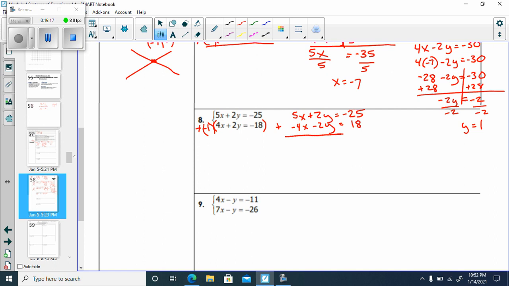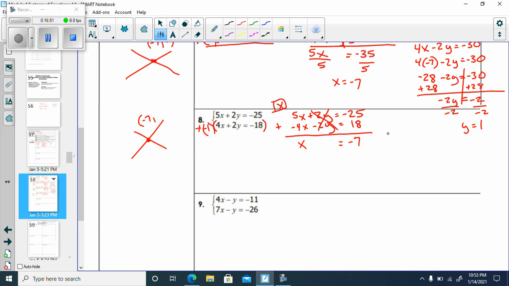let's solve for our x. That's what we're looking for, because we're about to get rid of our y. 5x plus negative 4x gives me 1x. 2y plus negative 2y gives me 0. That's gone. Negative 25 plus 18 would give me negative 7. Our x is negative 7. Remember, we're talking about where the two lines intersect, the solution. Your x is negative 7.